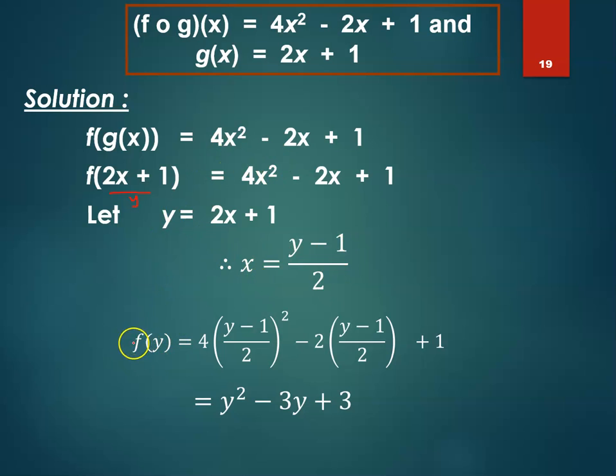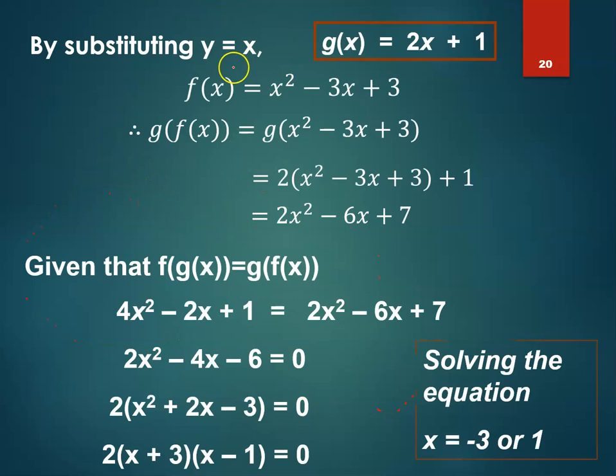So now you have fy. This is actually from here. Fy, and then you have 4x. This x, I'm going to substitute it with this whole thing. So you have 4 times y minus 1 square minus 2x. You have y minus 1 over 2 plus 1. So again, you can expand it till you get this one. But don't forget, you want your answer to be in term of x, not in term of y. So don't forget to substitute y equal to x. Okay. So when you substitute y equal to x, you get this one.